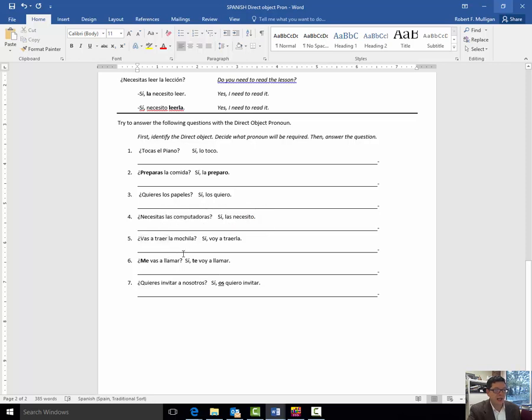Now here, careful, we have ir plus a plus infinitive. ¿Vas a traer la mochila? Are you going to bring the mochila? Sí, voy a traerla. However, we also could have said, sí, la voy a traer. I could have put that object pronoun before the conjugated verb.